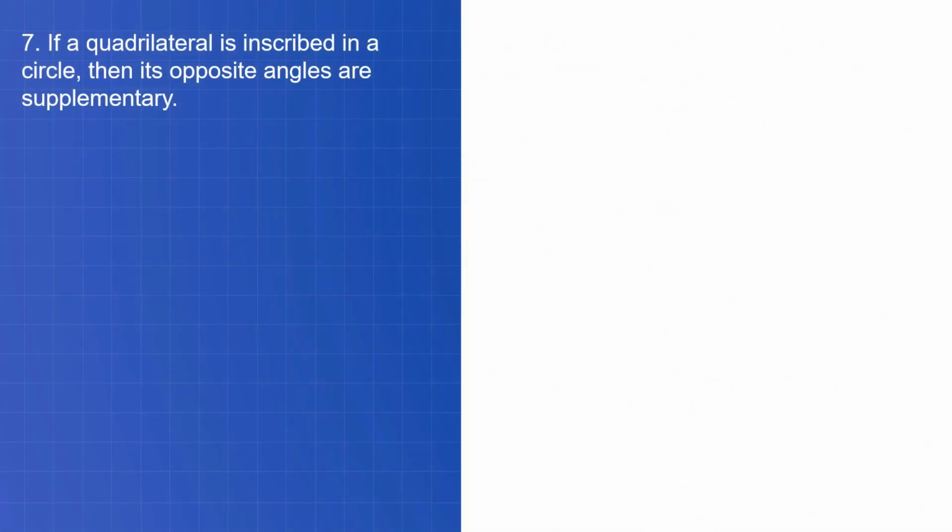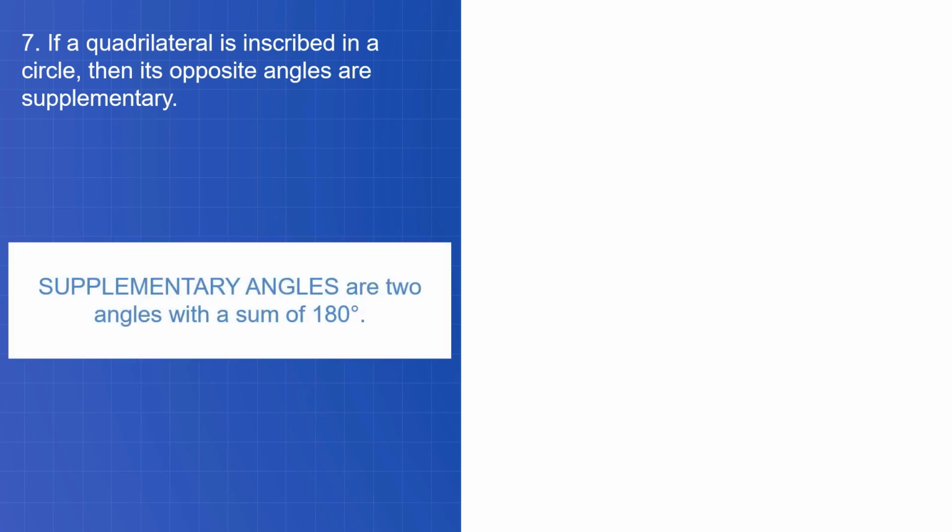Now let's proceed to the last theorem, which is theorem number 8. If a quadrilateral is inscribed in a circle, then its opposite angles are supplementary. But what are supplementary angles? Supplementary angles are two angles with the sum of 180 degrees.